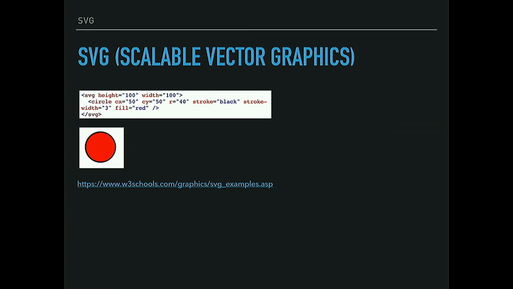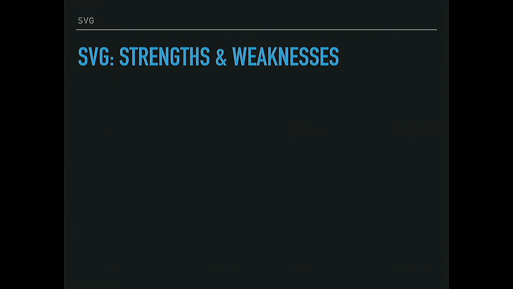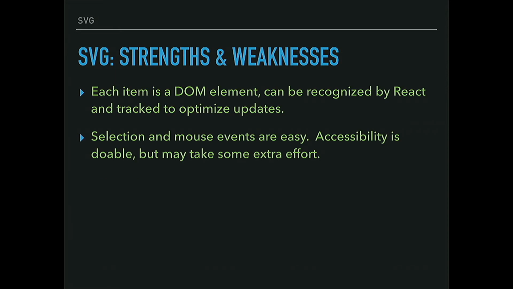Here's some SVG code. It's declarative. Here's some XML tag. You declare a circle element, give it some attributes, and presto, you have a red circle. So the big strength of SVG is each item is a DOM element, so it can be recognized by React. You can declare it in JSX, and React can keep track of all the elements, optimize updates, do all that cool diffing it does. The selection and mouse events are easy because DOM elements can detect mouse events on themselves.